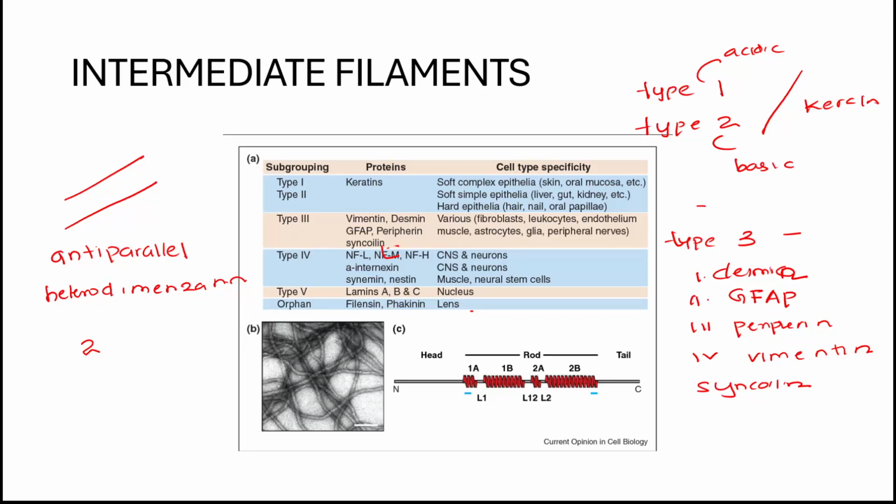Again, type 4 consists of few proteins that are important in some of the cells found within the neuroglia as well as the neurons. And there's type 5, which is more or less an important one because it produces the nuclear envelope. So these are the types of intermediate filaments that you come across.